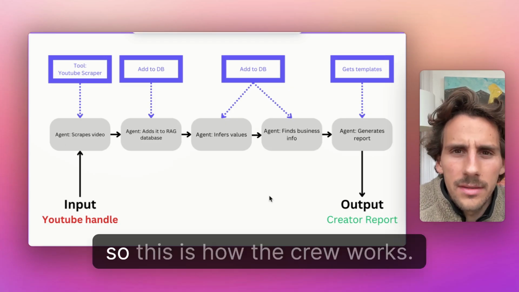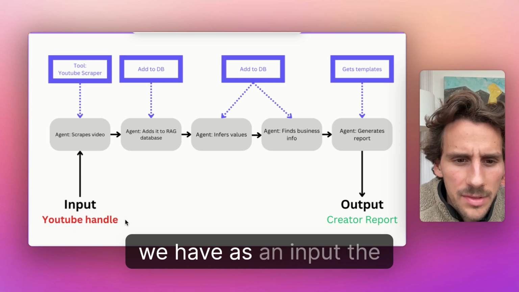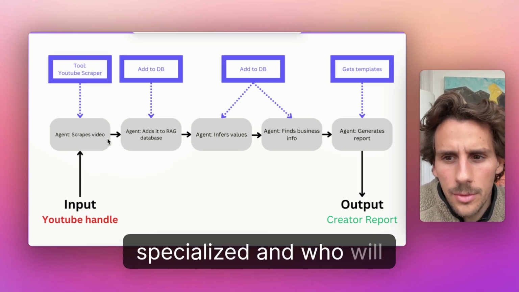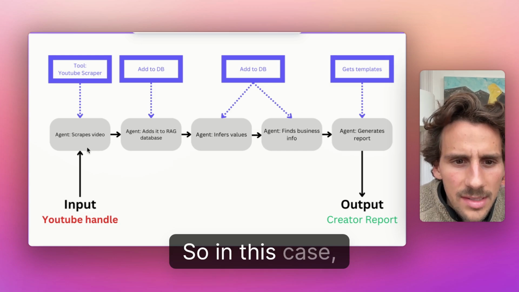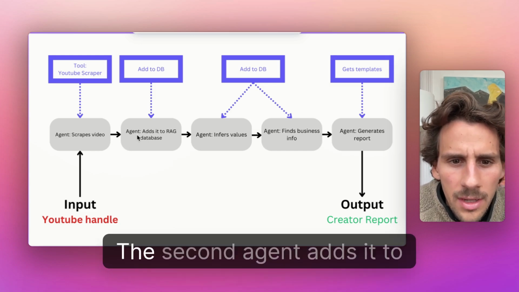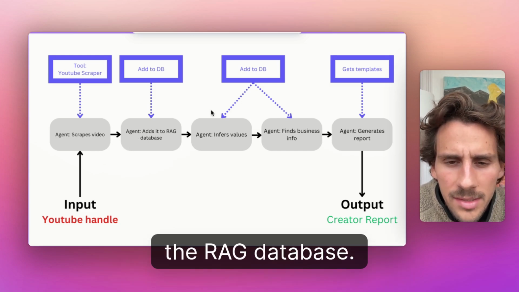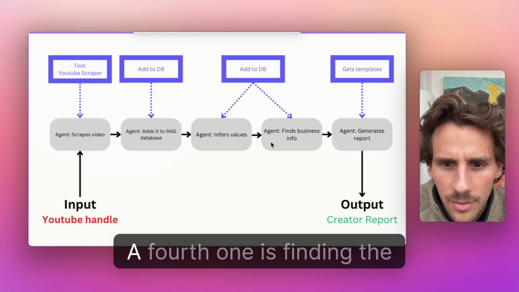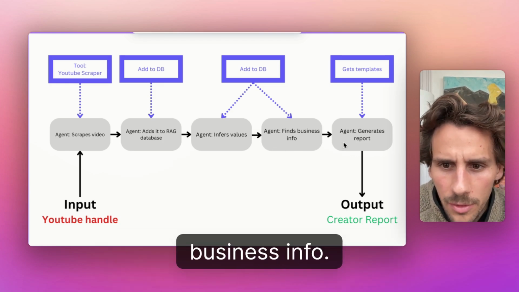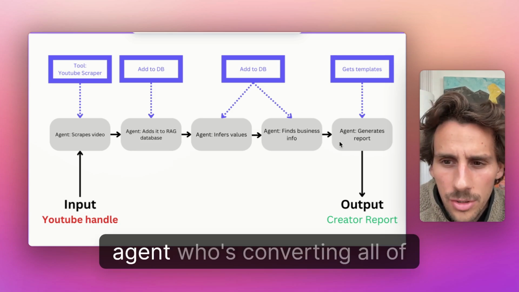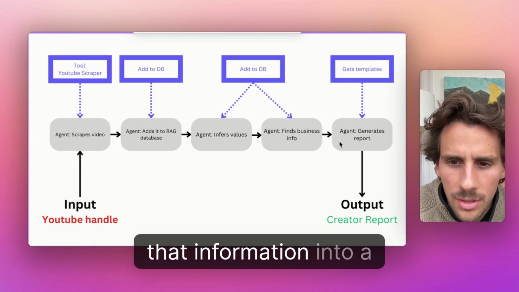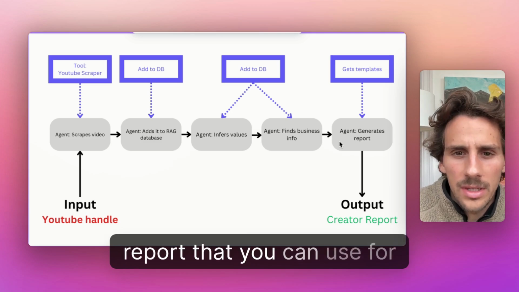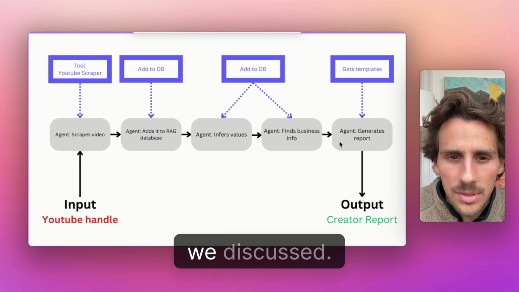So let's go. All right, this is how the Crew works. We have as an input the YouTube handle, and then we have an army of agents who are all specialized and who will execute different tasks. In this case, the first agent scrapes the video, the second agent adds it to the RAG database, then we have a third agent who's inferring values from the content in the database, a fourth one who's finding the business info, and then finally an agent who's converting all of that information into a report about the creator. This is the report that you can use for the different use cases that we discussed.